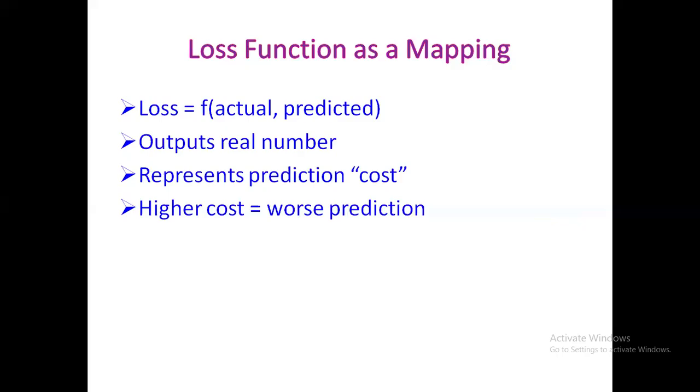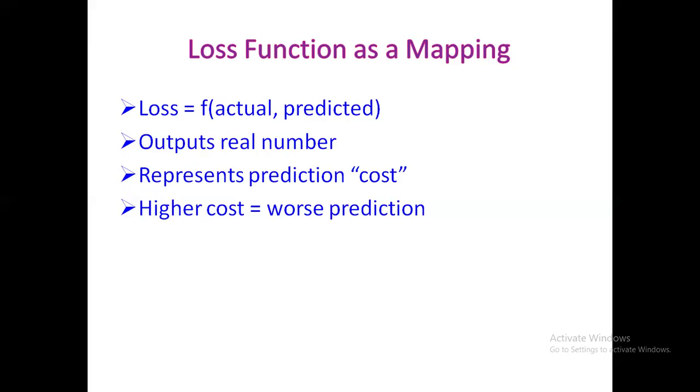Next, the loss function as a mapping. A loss function mathematically maps the actual value and the predicted value into a single real number that represents the cost of prediction error. We can write it as loss as a function of actual and predicted, and sometimes we call this representation the cost function. So higher cost means worse prediction. The cost value tells the model how severe its errors are.